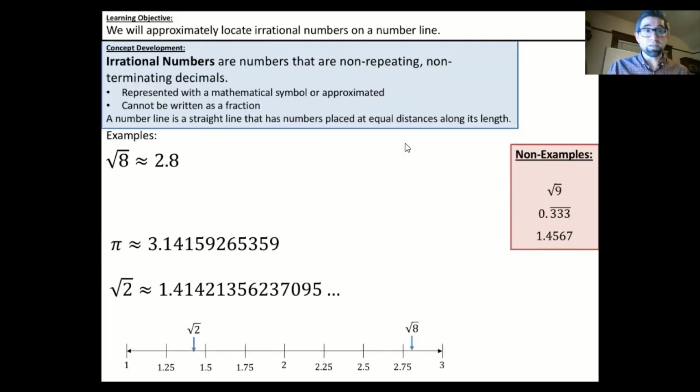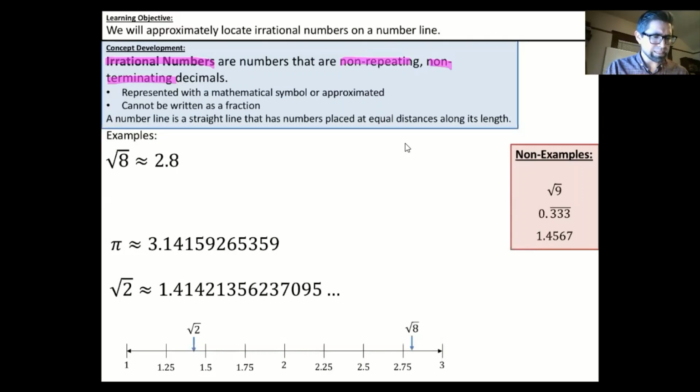Okay, so for our concept, we see that irrational numbers are numbers, but they're numbers that are what we call non-repeating and non-terminating decimals. Now, non-repeating means that they don't have any sort of pattern in them. And non-terminating, the word terminate means to end, so non-terminating means that they don't end. So irrational numbers are numbers that have no patterns, and yet they also don't ever end.